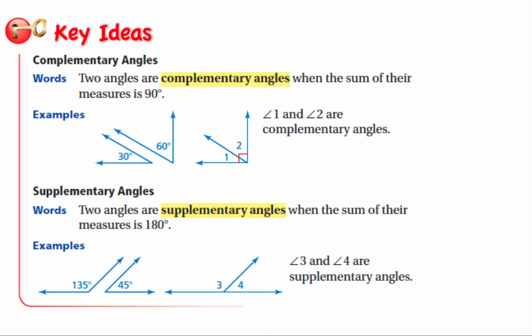So for our key ideas, complementary angles. Two angles are complementary angles when the sum of their measures is 90 degrees. And they show you an example. Sometimes they are not adjacent, like these two. Sometimes they are adjacent, and you can see them touching, and almost always right angles when they're adjacent. We'll have that right angle marking in there as well.